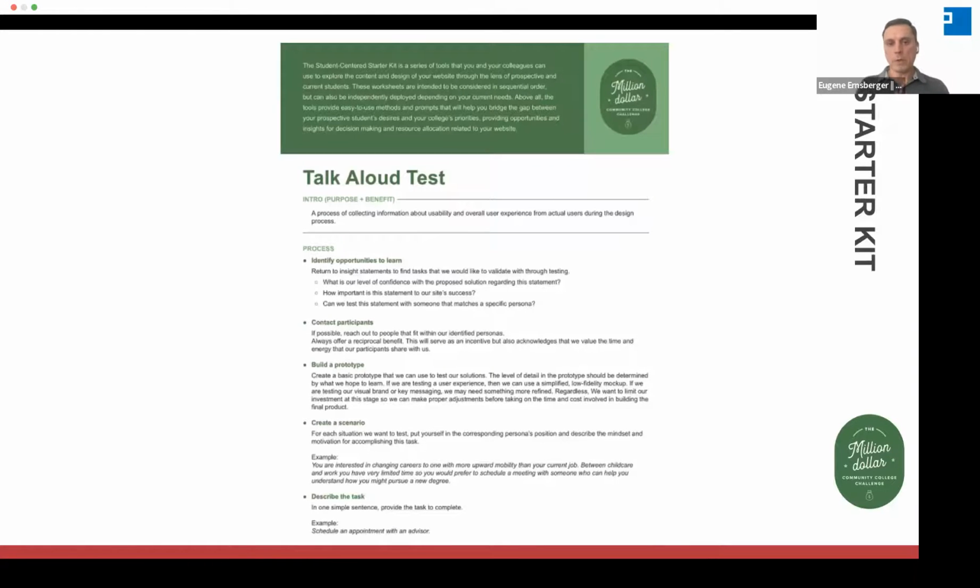So another worksheet that we developed is a worksheet centered around this Talk Aloud test. Again, documenting this process, but also giving you some blank templates for scripts where you can enter in your own tasks and scenarios, as well as some pre-built fields that you might want to capture the details of the test and the participants' actions in.